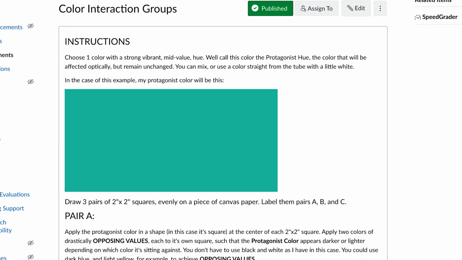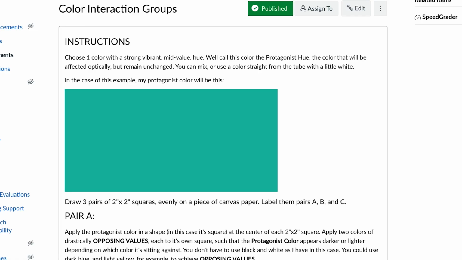So, the instructions. First, choose a color with a strong, vibrant mid-value. We can call this color the protagonist hue, the color that will be affected optically but remain unchanged. You can mix or use a color straight from the tube, and maybe even with a little white if you'd like. If you choose violet, you could pop it with a little white.